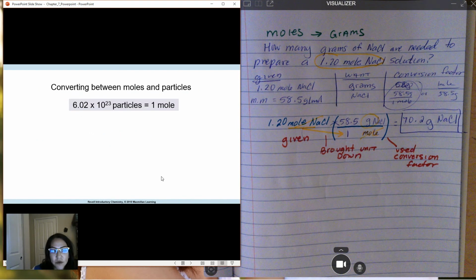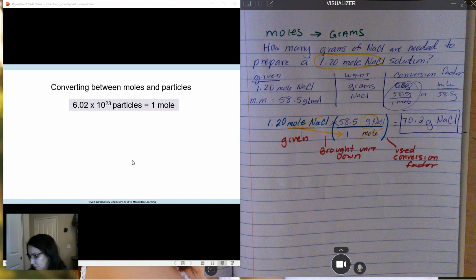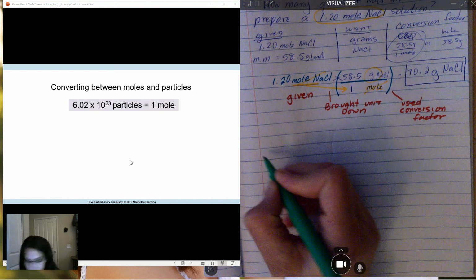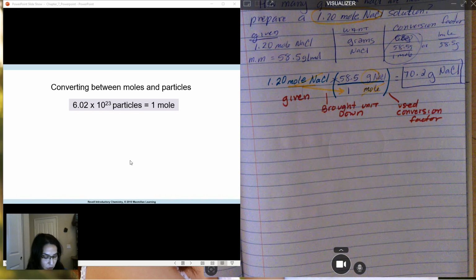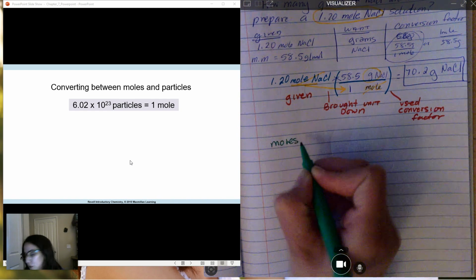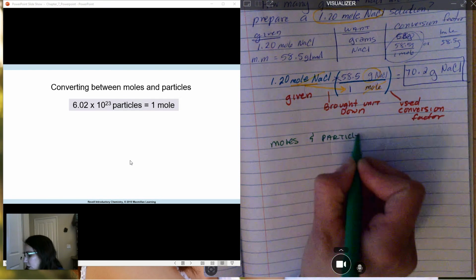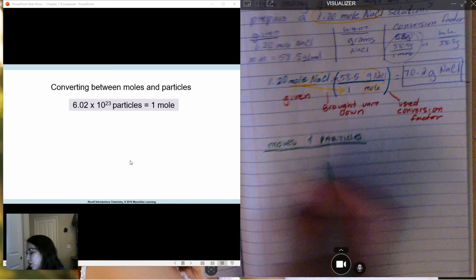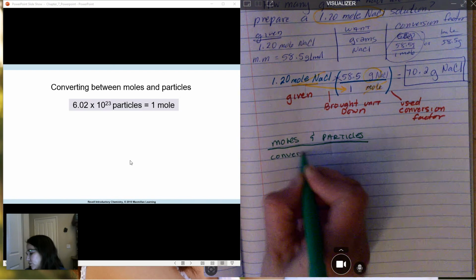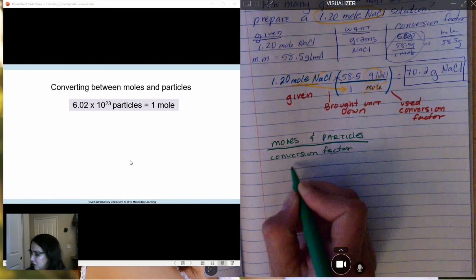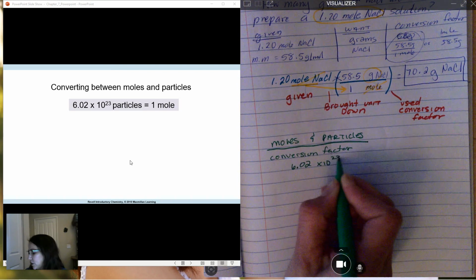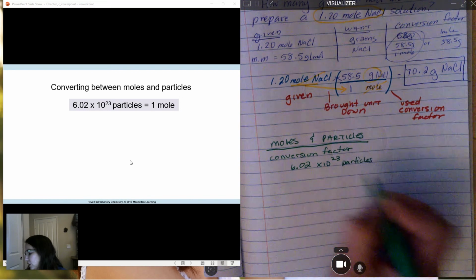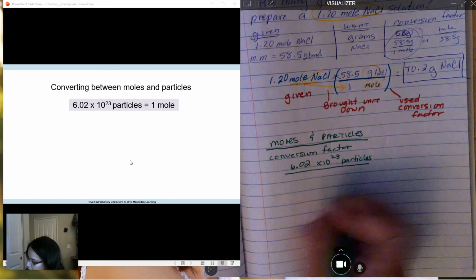All right, now the next part is going to be converting between moles and particles. And remember, particles is the same. We could use atoms, molecules, or whatnot. But the big thing is knowing that when we're using the word particles, our new conversion factor is going to be Avogadro's number, in which it's going to be 6.02 times 10 to the 23rd number of particles, atoms, molecules in 1 mole.